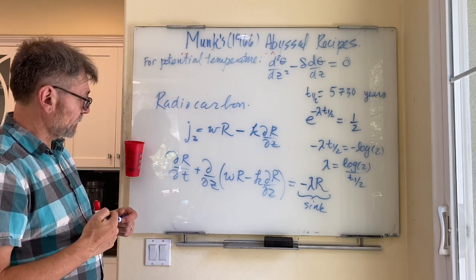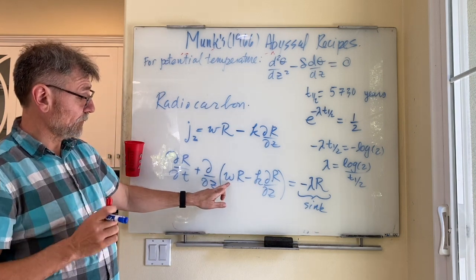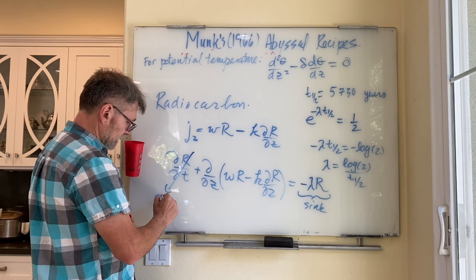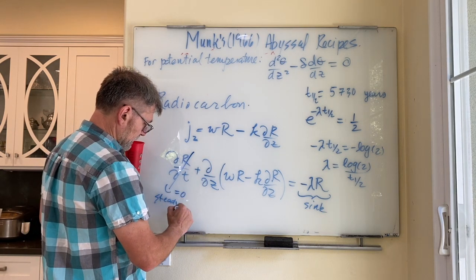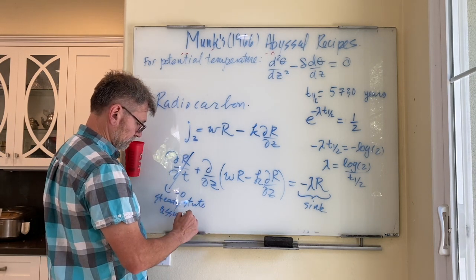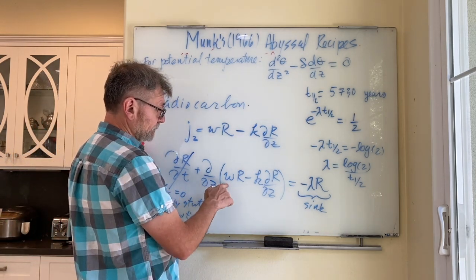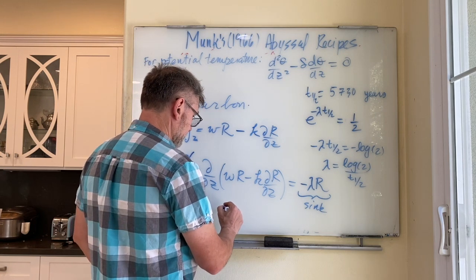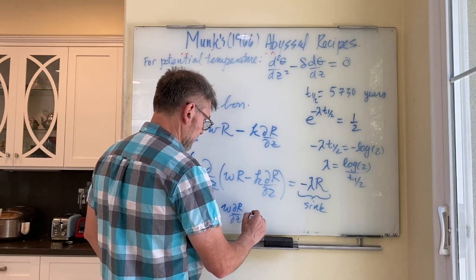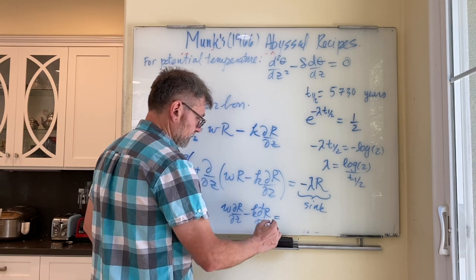So this now is our second conservation equation, right? Lambda is known, k and w are not known. We're trying to find out what they are. If we assume the steady state assumption, the time derivative goes away, and then our equation becomes, assuming again that w and k are constant, w dR/dz minus k d2R/dz squared is equal to minus lambda R.